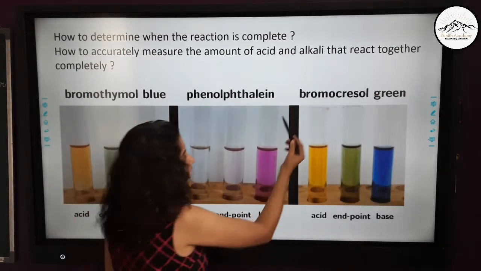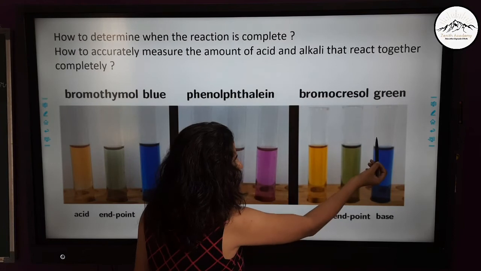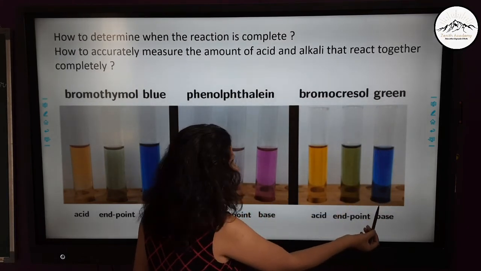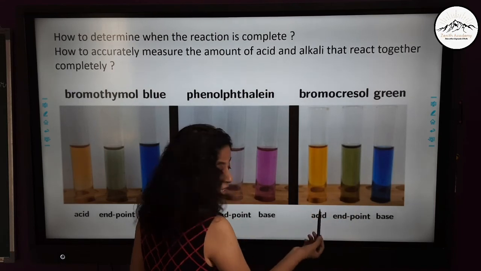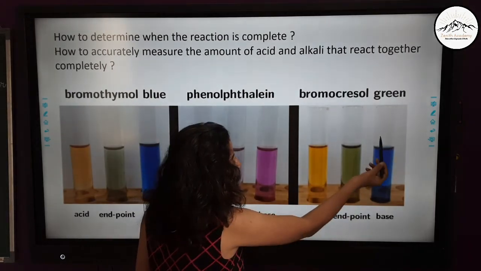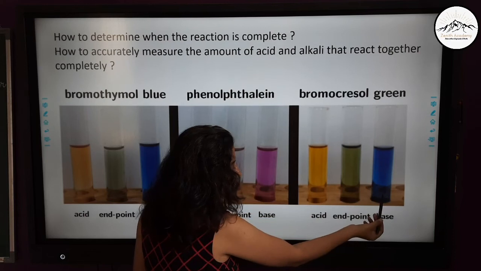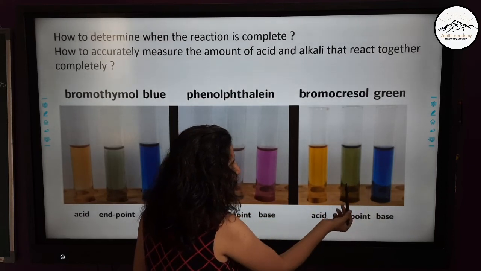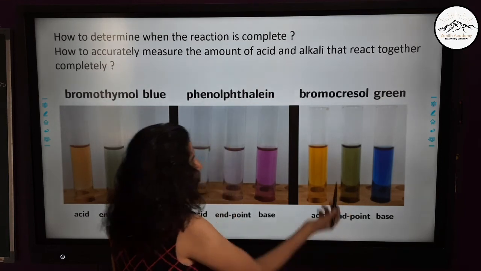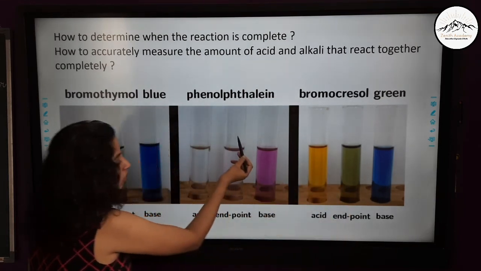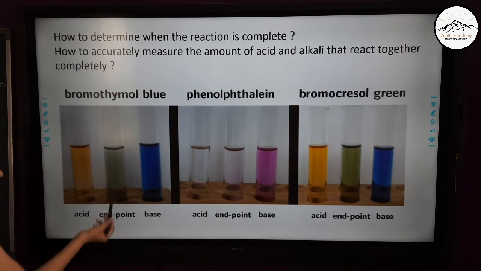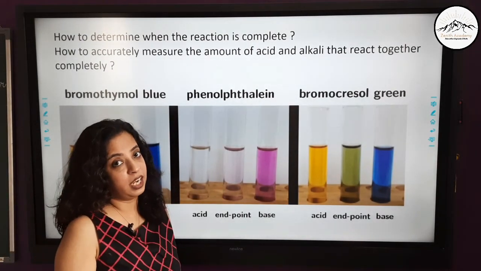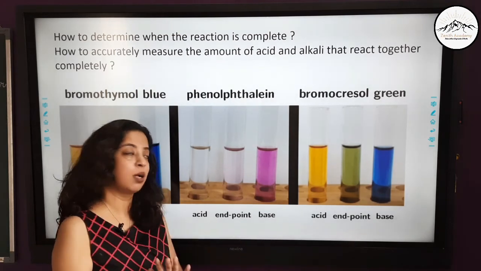Similarly, if you see the case of bromocresol green, when it is added to a base, it gives blue color like this, and when it is added to acid, it gives a yellow color. So first when you have added it to base, it gives this color, and at the end point it gives a color in between. So it has just changed the color. So when you reach the end point colors of the indicators, you know that your reaction is complete.